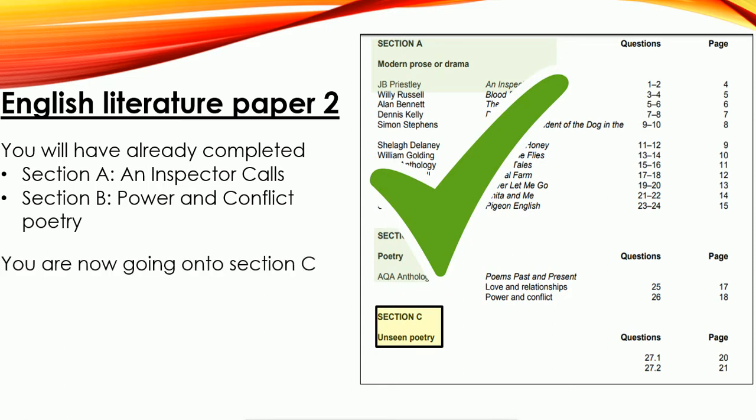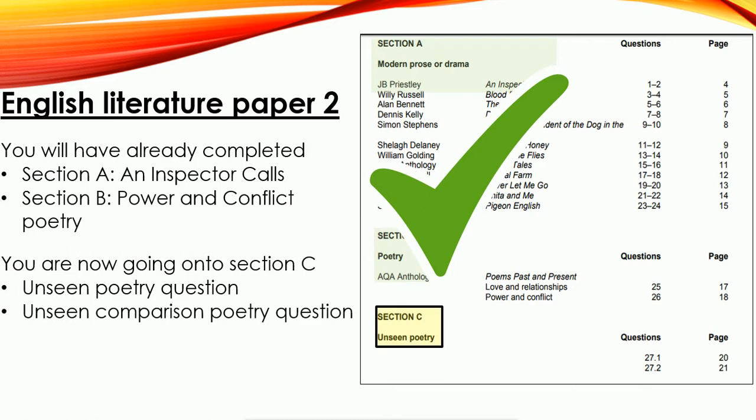So for this section, it has two parts to it. The first is on an unseen poem, and that's worth 24 marks. So it's the bigger question. And the second is an unseen comparison. So you get a second poem, which is worth less, about 8 marks for that one. So obviously you'll spend the majority of your time on the first question. But do try to allow yourself time to answer the second, as there are a valuable 8 marks available.